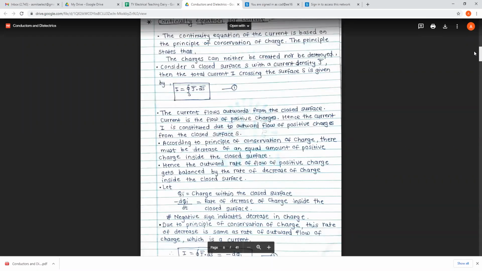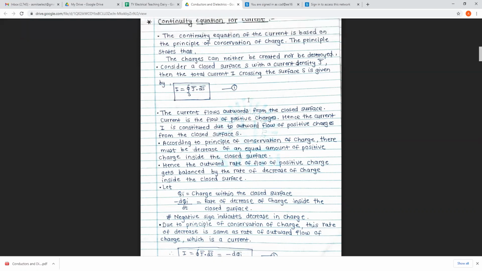This is based on the principle of conservation of charge. It means that charges can neither be created nor destroyed when we are considering a closed surface. Imagine a closed surface in which a number of charges are placed. When these charges produce current, the direction of current will be outward.